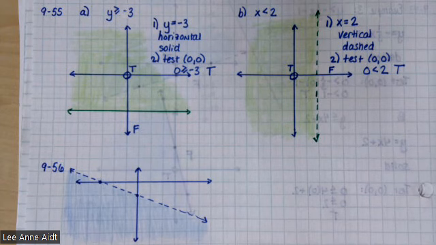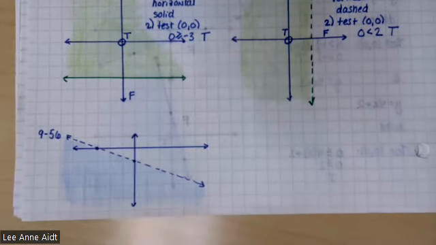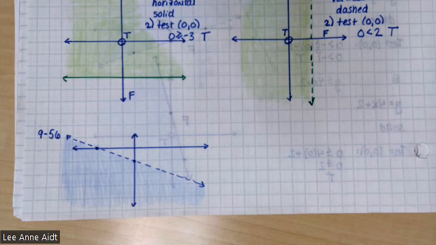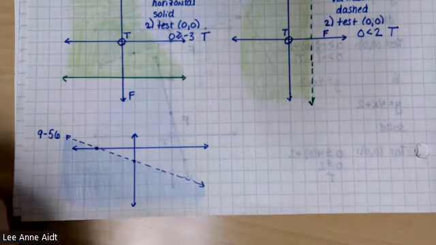Okay, last one, number 56. Number 56 is a backwards type problem. Number 56 wants you to take the graph and figure out the equation. Oh man, it's not really that bad.